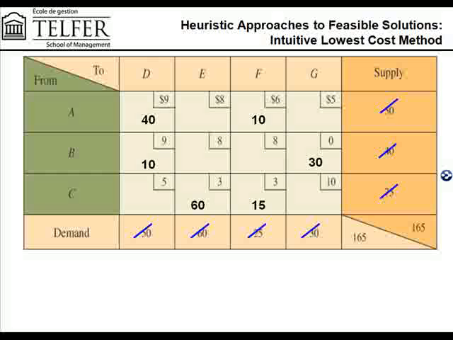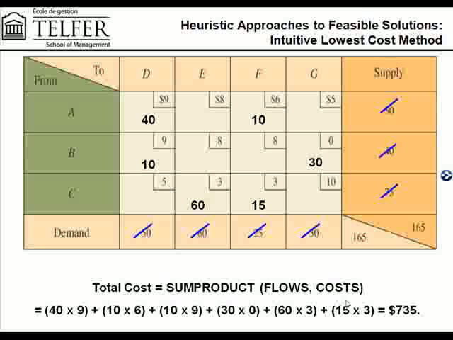Again, to find the total cost in this solution, we're going to multiply the flow times the cost. So 40 times 9 plus 10 times 6 plus 10 times 9 plus 30 times 0 plus 60 times 3 plus 15 times 3. Or in Excel, you could just do a sumproduct of the flows and costs, and that will give you $735, which is much less than what you saw in the previous scenario where our total cost was $1,205. So this does give you a better solution than the previous procedure.